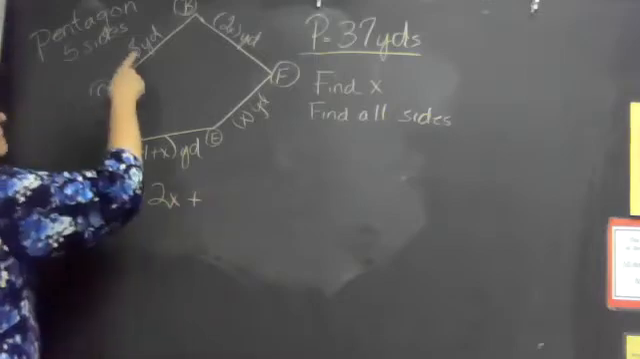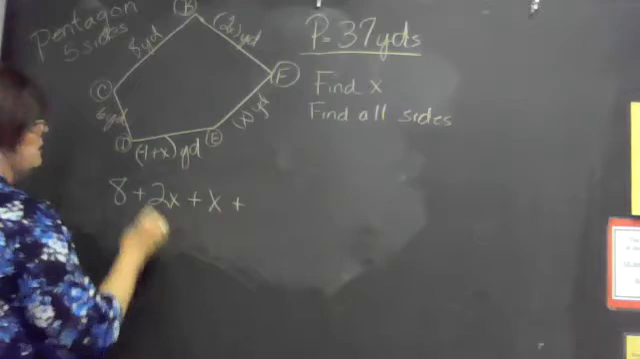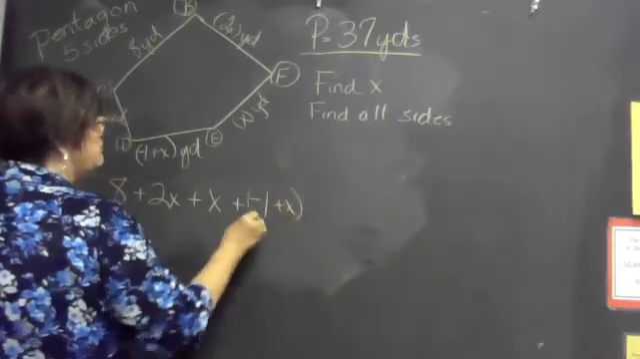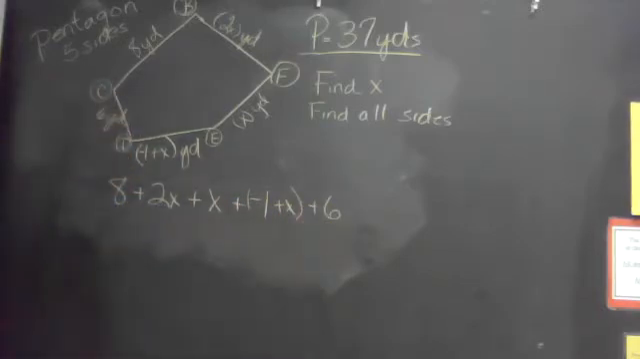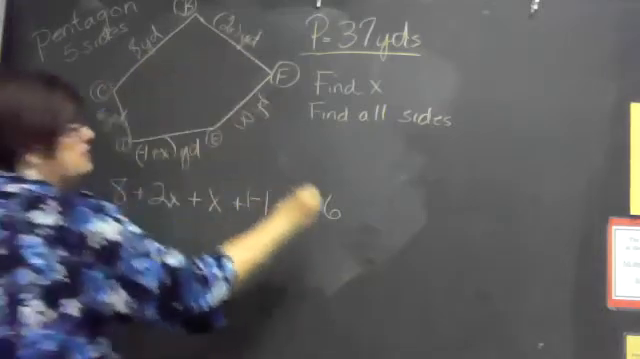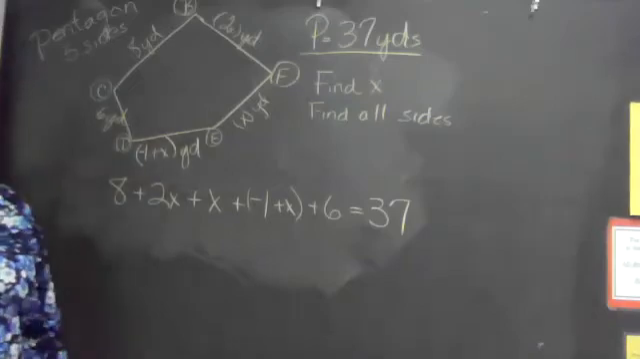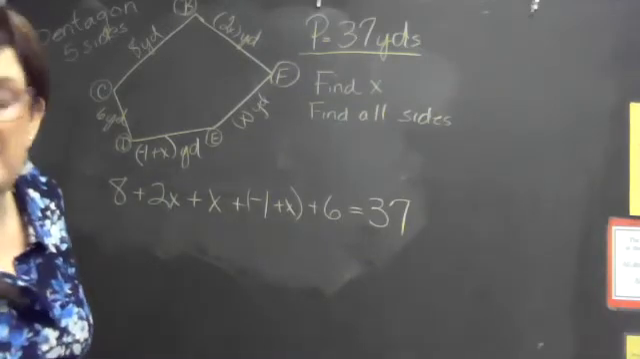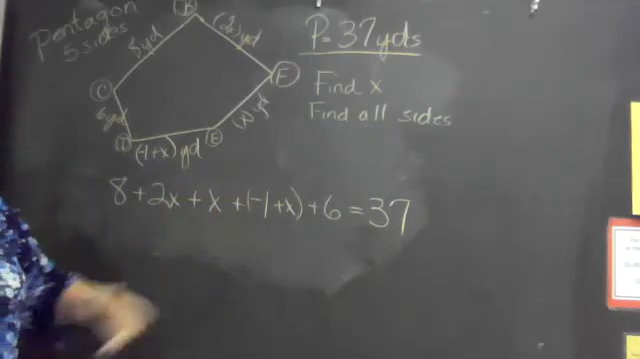Plus, okay, I did 8 plus 2X plus X plus -1 plus X plus 6. Now, when you add all the sides together, you get the perimeter, right? And the perimeter, they told us, equals 37. So now we have a simple equation, and this is why I taught you how to do equations a long time ago. That was it? Well, it's not through, but I was going to say this is the hard part. It's the way that you set it up.